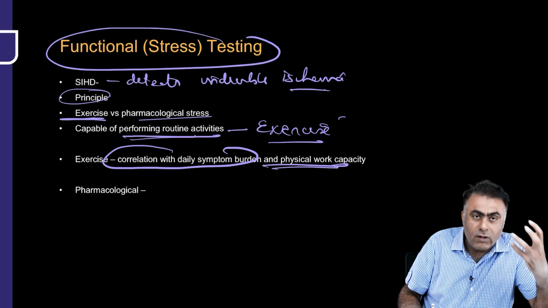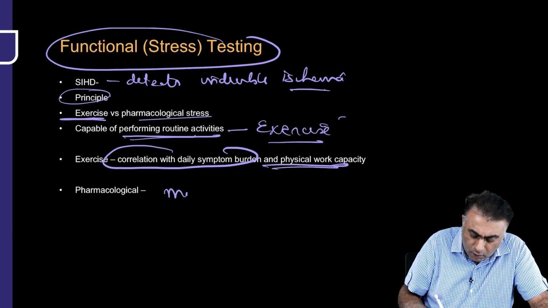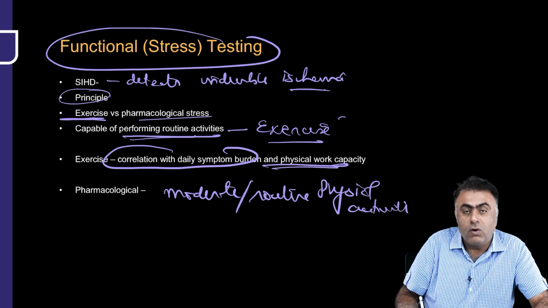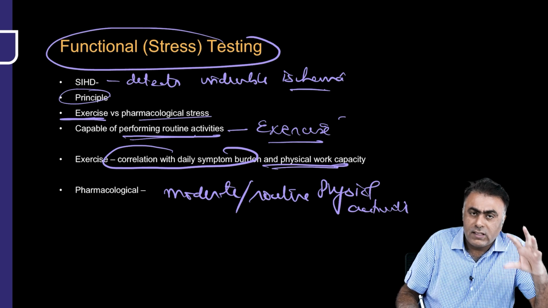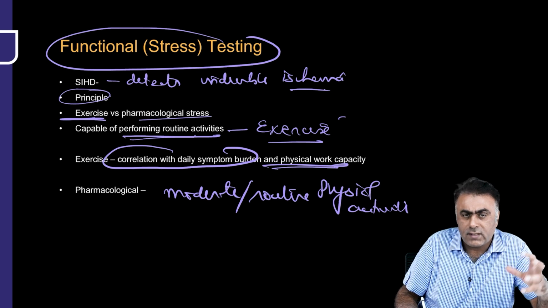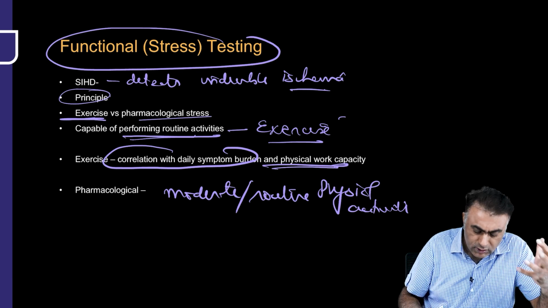When do you go for pharmacological stress? In patients who are not capable of moderate or routine physical activity, who have comorbid conditions, we will go for pharmacological stress. So we have functional stress tests where we can have exercise-induced stress or pharmacological stress, and I've told you which one to use in which set of patients.